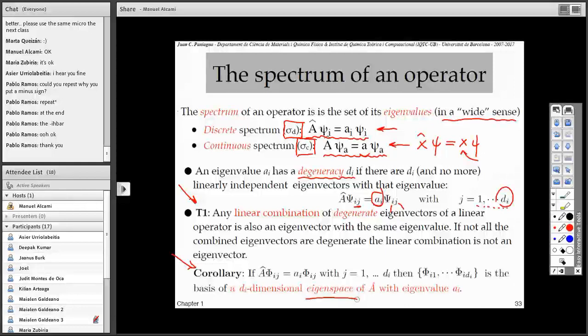So if we have a non-degenerate eigenvector, we have in fact an axis, an eigenaxis, because we can multiply it by any number, and again we have an eigenvector. If we have a doubly degenerate eigenvalue, in fact we have an eigenplane. If we have a three-fold degenerate one, we have an eigen three-dimensional space, etc. Okay?